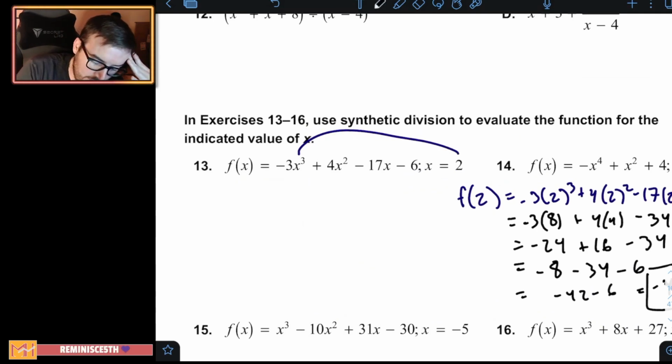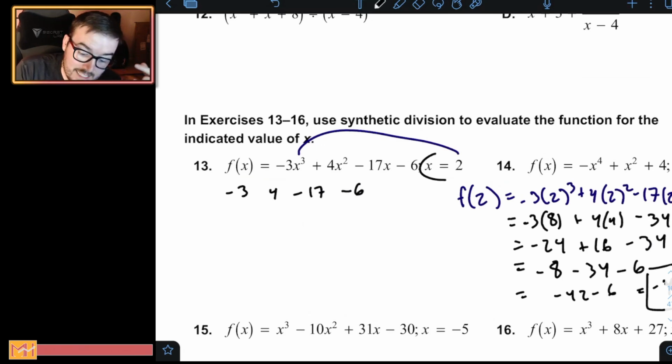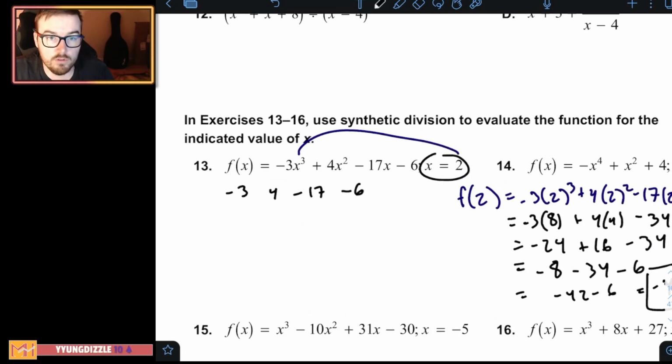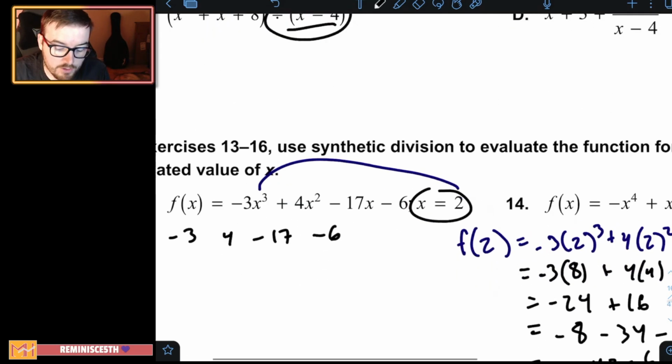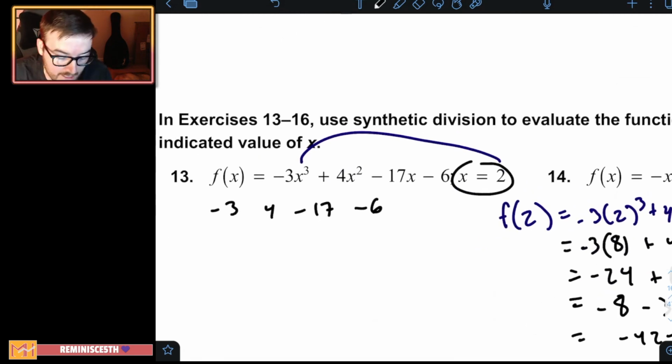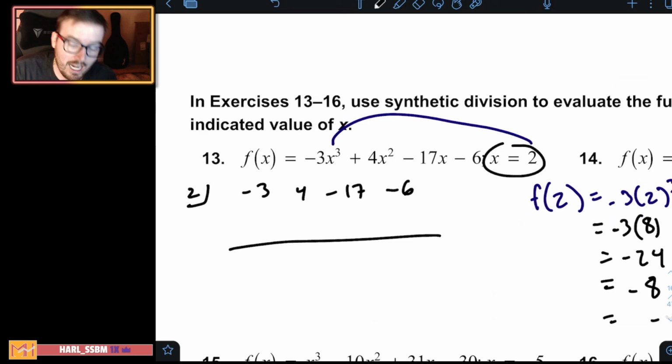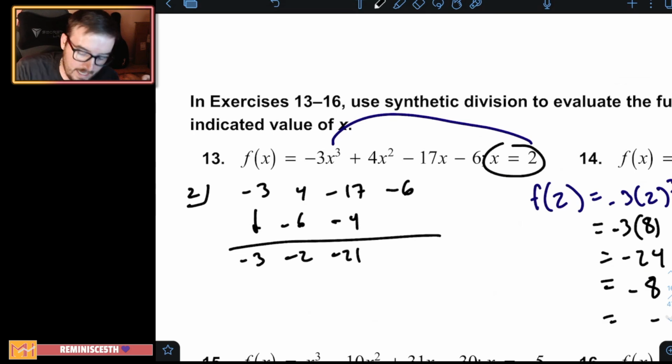So, check this out. If I set up synthetic division, negative 3, 4, negative 17, negative 6, and this isn't a factor. It's just the number 2. There's a distinction. I'm not dividing by a factor. They're just handing me a number. I'm going to put literally that number in the box, and I'm going to perform synthetic division. But I'm not actually dividing. I don't actually care about the dividing part. I'll tell you what I care about in just a second. Add down, multiply diagonally.